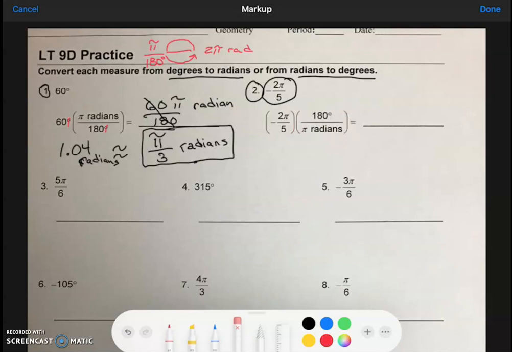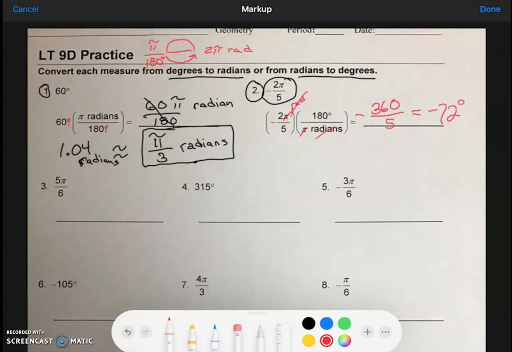What will happen here is the pi symbols would just cancel out. And actually, this should say the word radians, and the radians would cancel out. And so you would simply go 2 times 180 degrees on top, which is 360, divided by 5 on the bottom. This happens to be a negative. And what is that equal to? This is equal to 72 degrees, negative 72 degrees.